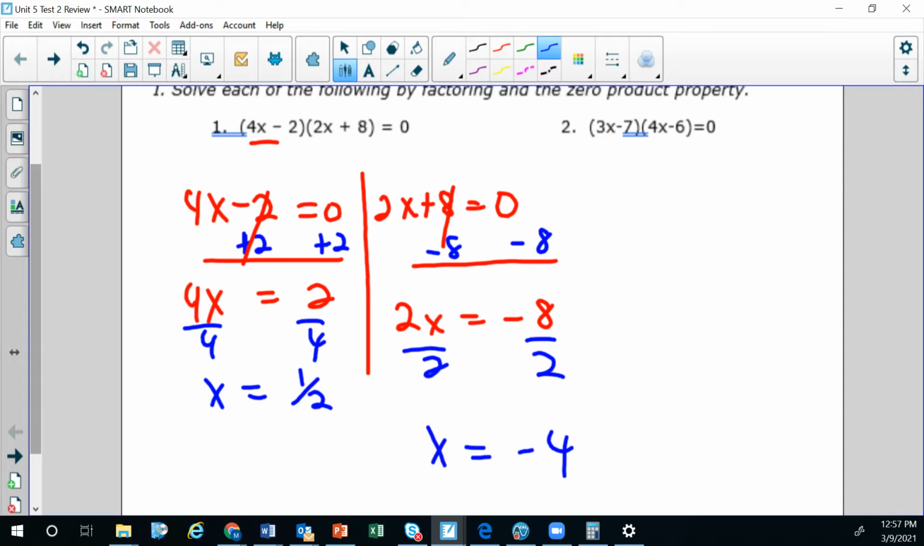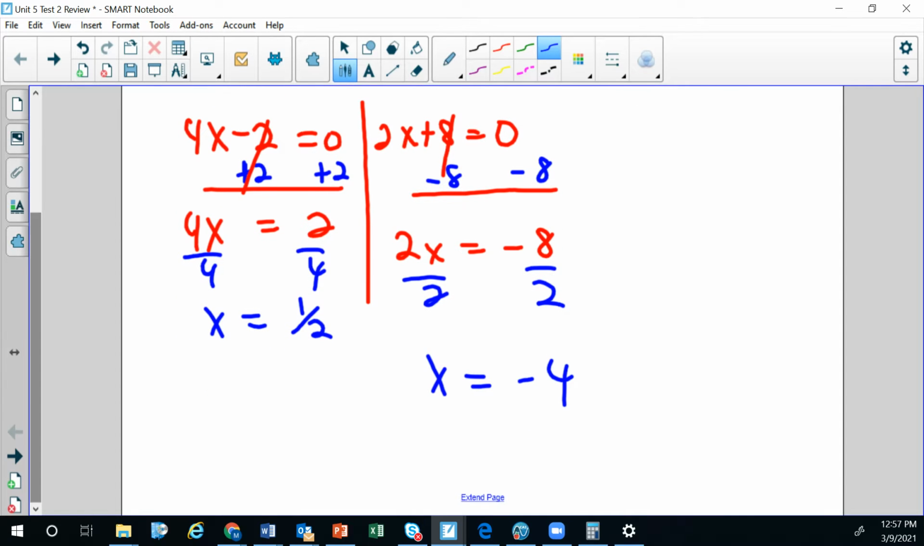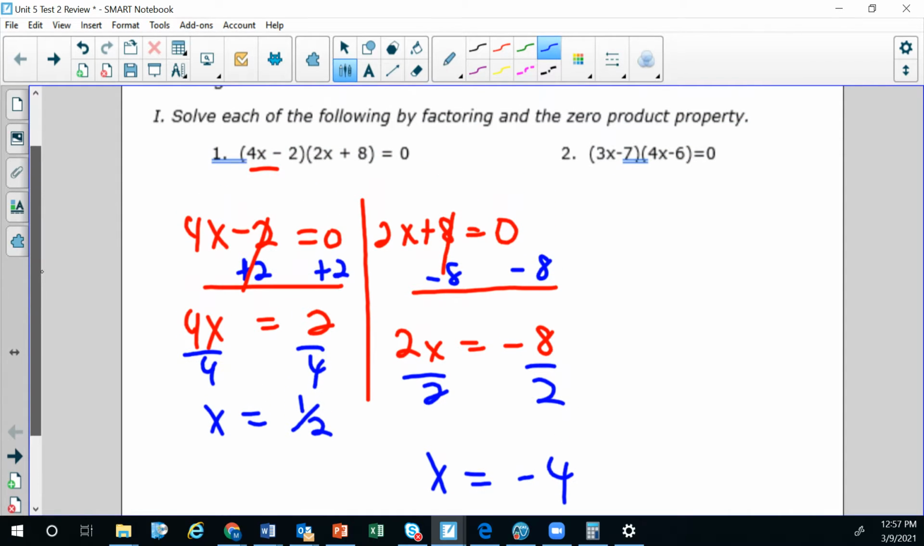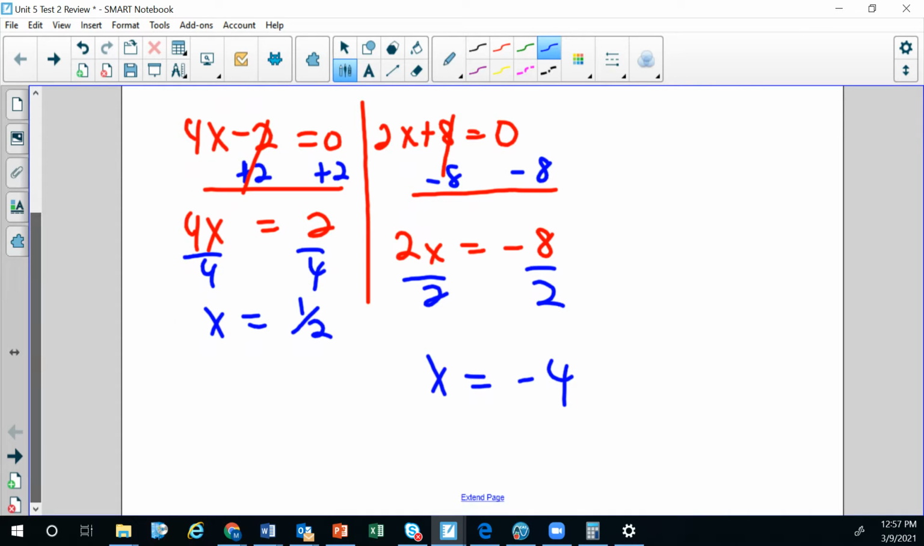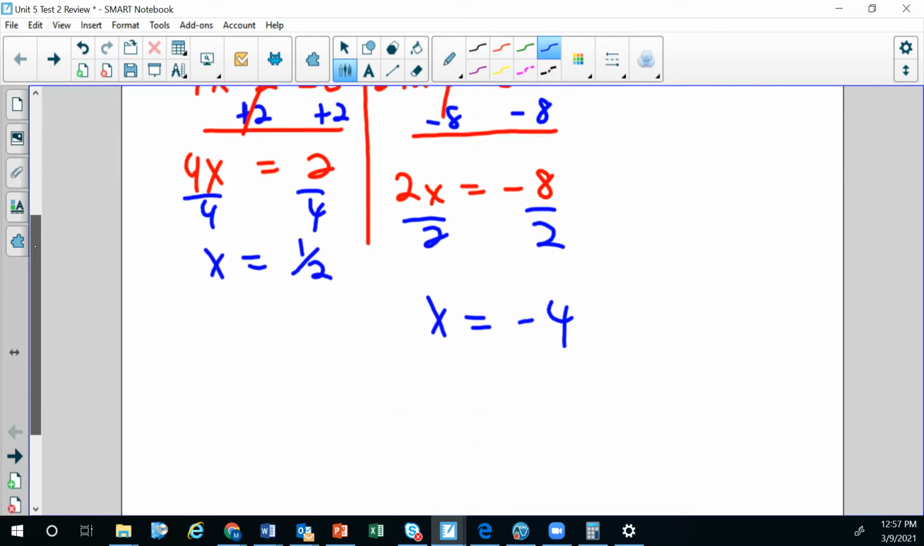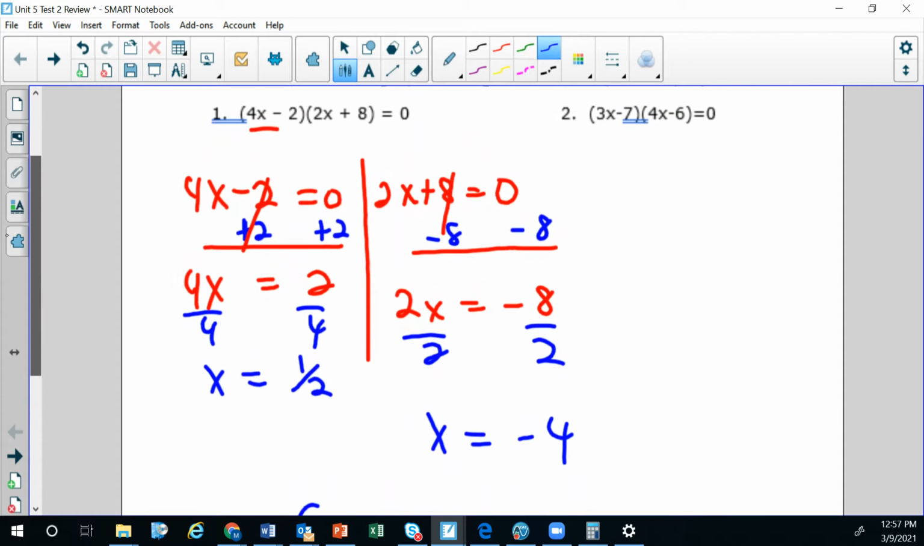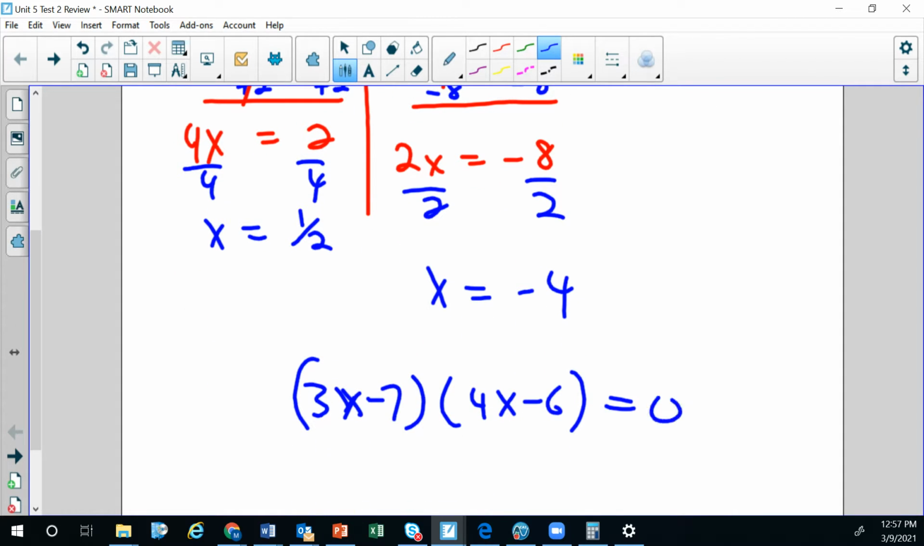So that's number one. And number two, do I have any more space? Okay, let me extend my page a bit. Number two, 3x minus 7 and 4x minus 6. Let me verify if those are the other two factors. Yes. And that is equal to 0. Again, I want to solve for x.